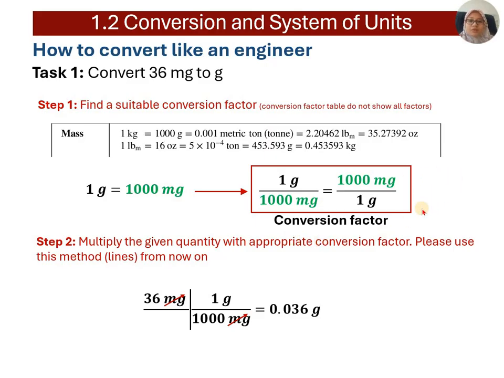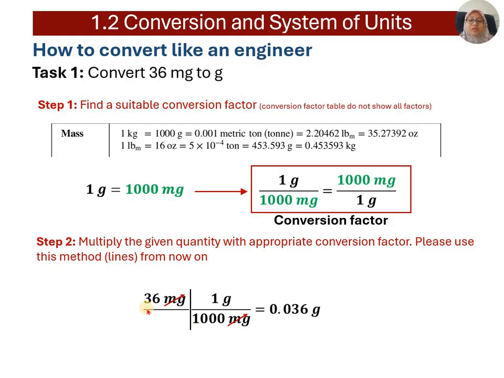After you already get your conversion factor, you have to multiply the given quantity, which is 35 milligram, with the appropriate conversion factor. And please use this method from now on. The method that I'm referring to is this method, whereby you are using a vertical line to show multiplication, and a horizontal line to show division.